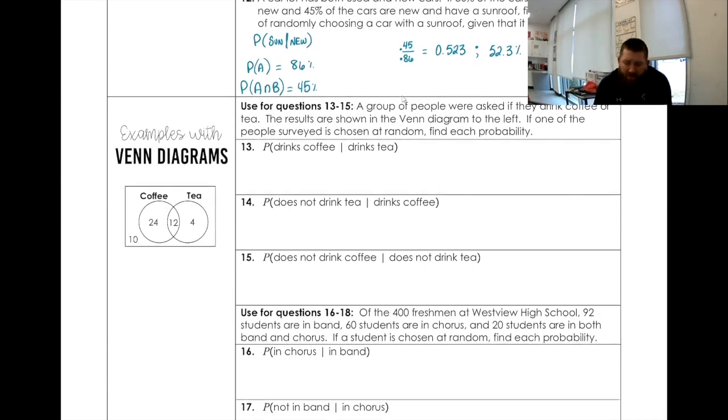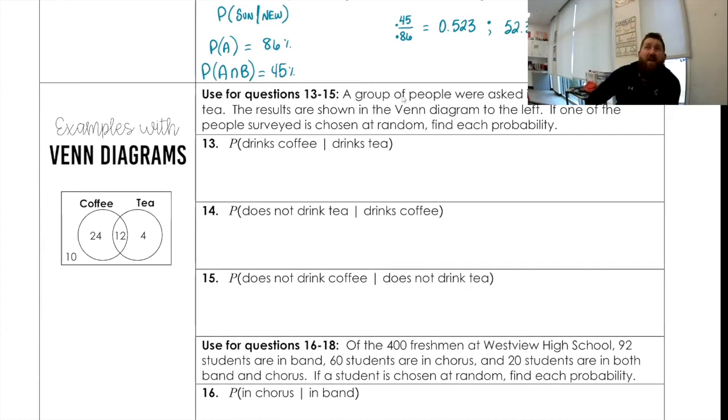Okay. So a group of people asked if they drank coffee or tea. Results are shown in the Venn diagram. One of the people surveyed is chosen at random. Find the probability of each. Find the probability that it drinks coffee given that it's tea. Now we could go through and do that big old long formula, but let's go ahead and reduce our sample space. So this is what we're going to reduce our sample space into. We only want people that drink tea.